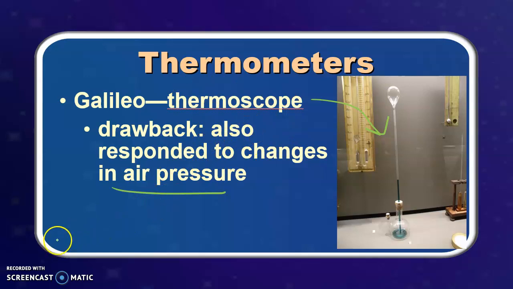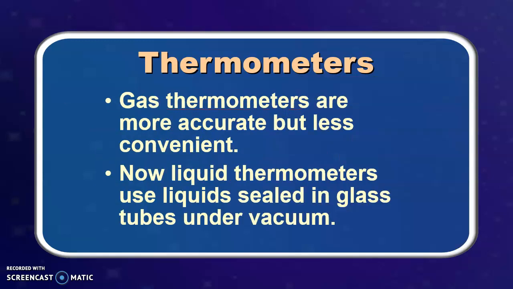Since then, we've come up with a whole bunch of different ways to detect temperature, and we call those objects thermometers. Thermo meaning heat, and meter to measure something, so thermometer. Now, gas thermometers are more accurate, but they are way less convenient. And for a lot of reasons, we definitely need convenience. We need portability. We need not to be attached to a natural gas source at all times.